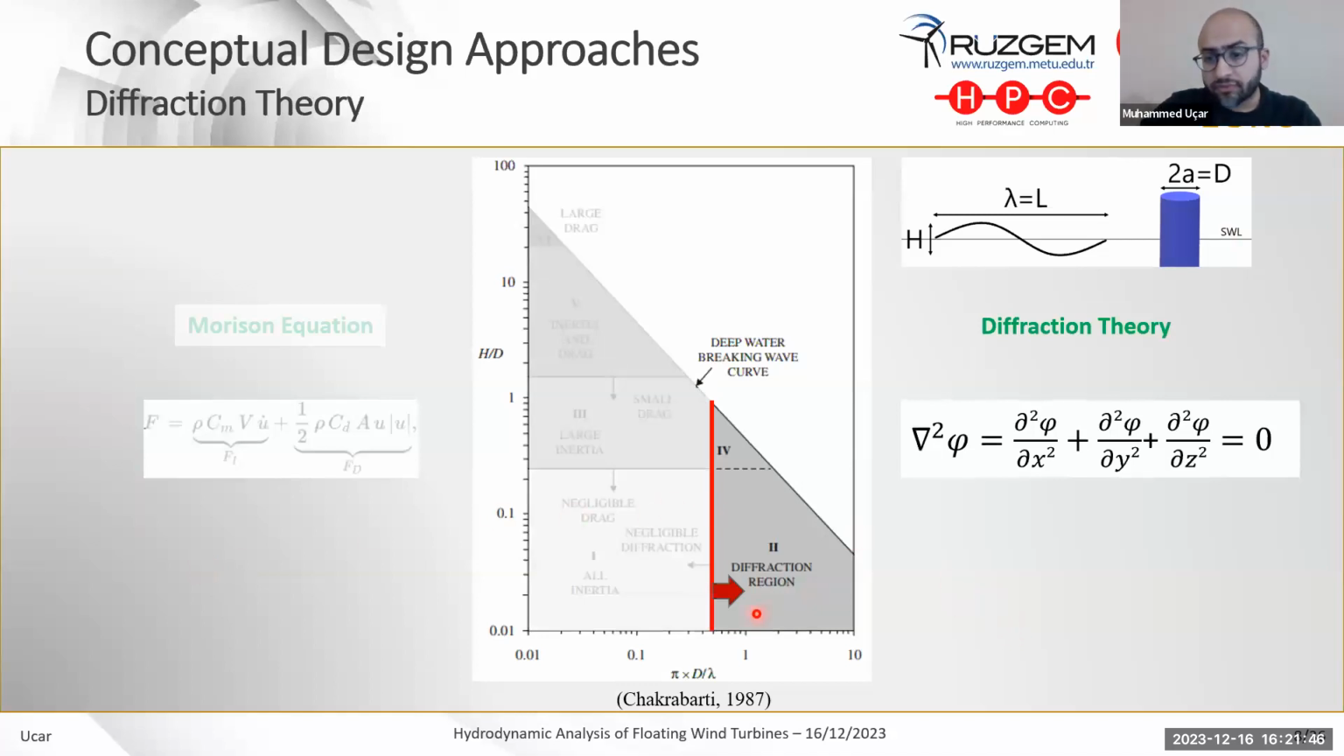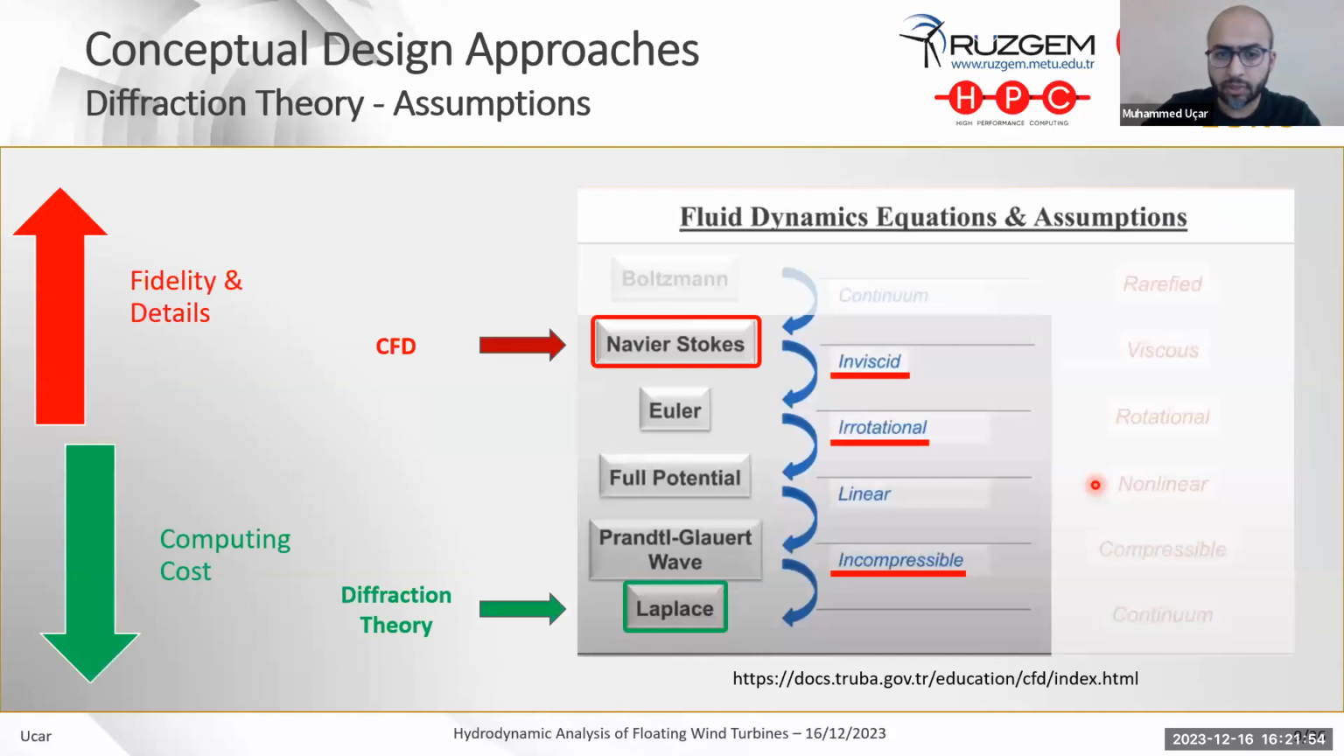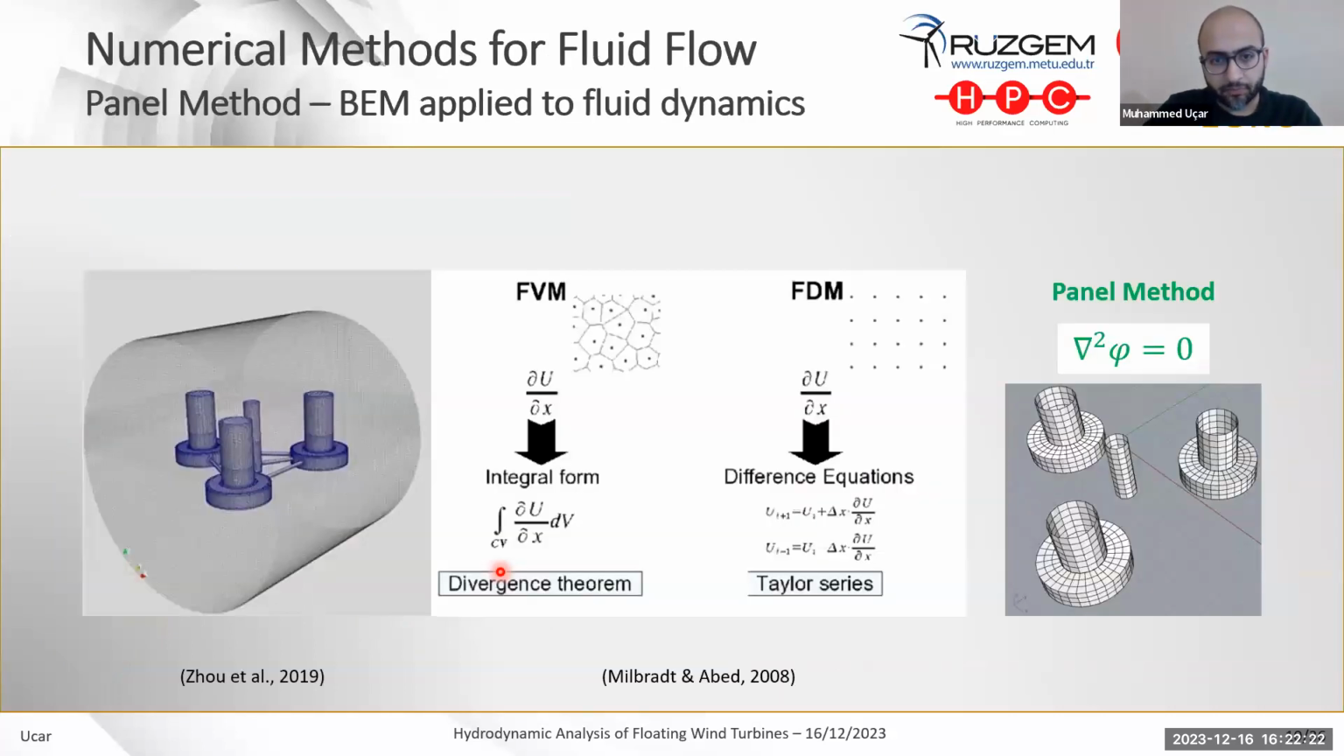For diffraction theory, we are solving the Laplace equation. Let me remind you how we come to that point. For higher fidelity and details, we use the Navier-Stokes equations, but we come to the Laplace equation by assuming the fluid is inviscid, thus irrotational, and incompressible. So the Laplace equation is satisfied under these conditions. We gain enormous computational savings in this sense.